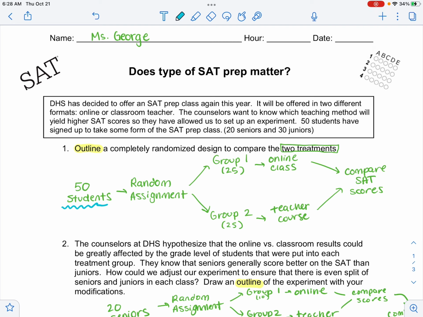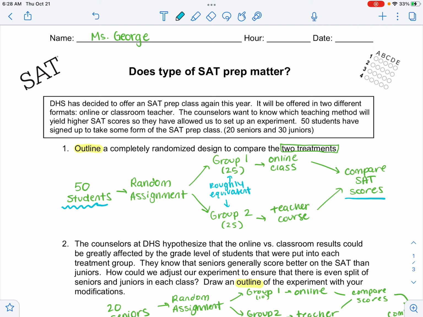So I've got my random assignments. Remember, we want our two groups to be roughly equivalent. So hopefully you've got 25 in each. We're going to then apply the treatment to them. So we have two treatments in this experiment, the online class versus the teacher prep course. And in the end, we are going to compare those SAT scores.